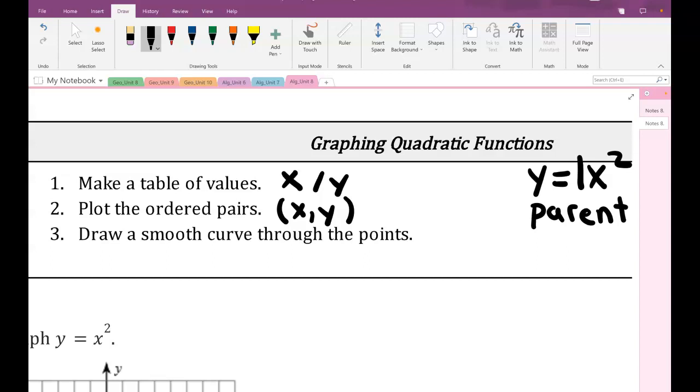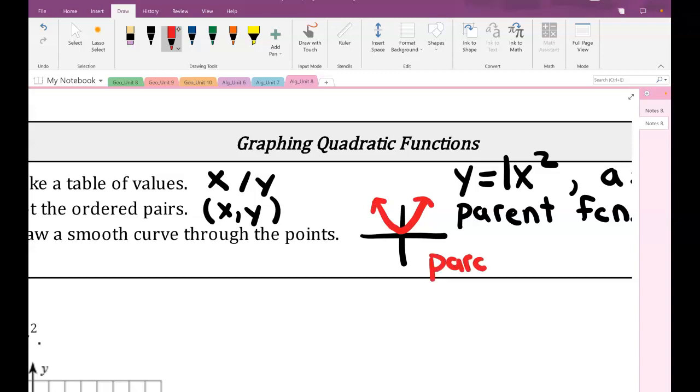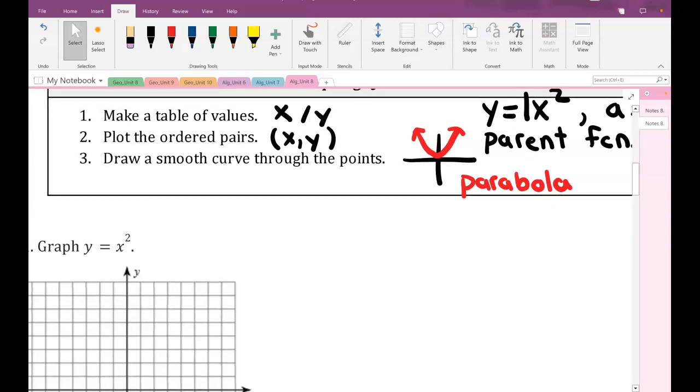And it's going to look like a U shape each time. And we have a special name for that U shape, a parabola. I like to call it a parabola, I think that's funny, just parabola. So if you ever hear me say that word, that's what it means, just the shape of the graph, a U shape. So let's go through these steps, and we're just going to start off graphing the most basic parent function, y is equal to x squared.